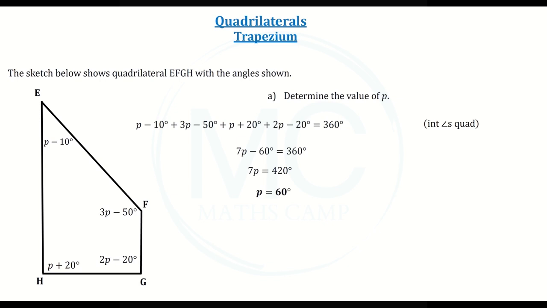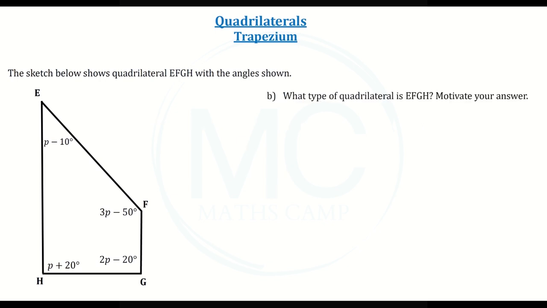Now we can move on to part B. What type of quadrilateral is EFGH? Motivate your answer. Let's quickly make a note up here that P is equal to 60 degrees. To determine what type of quadrilateral this is, we need to find some characteristics about it. We don't have the lengths of any sides, but we do know that P is 60 degrees. In questions like this, your answer from one part will help you find the answer to the next. Let's use the value of P to find the size of each interior angle.